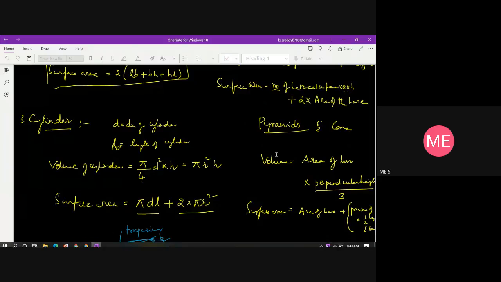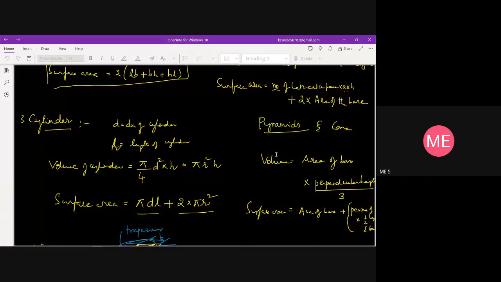Good morning. In the last class, we were discussing the volume of different objects. Here, the volume of a cylinder is given by the equation pi by 4 into d square into h, where d is the diameter of the cylinder and h, or L, is the length or height of the cylinder. You can take both.